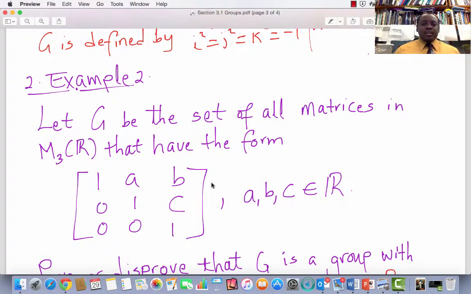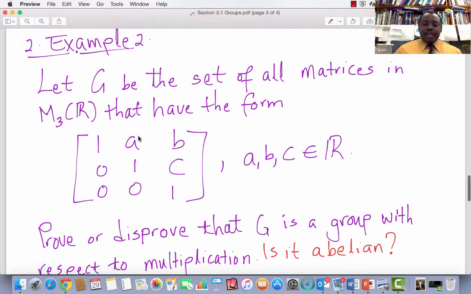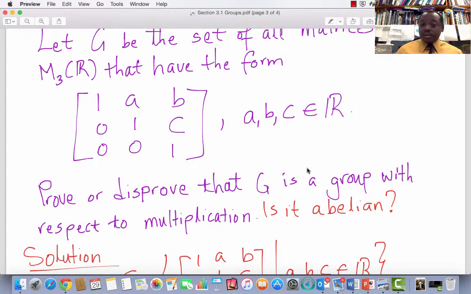Example 2. Let G be the set of all matrices in M3R. That means the set of all 3 by 3 matrices where the entries are real numbers. And this is the form. A, B, C is in R. Prove or disprove that G is a group with respect to multiplication. If it is a group, is it abelian?